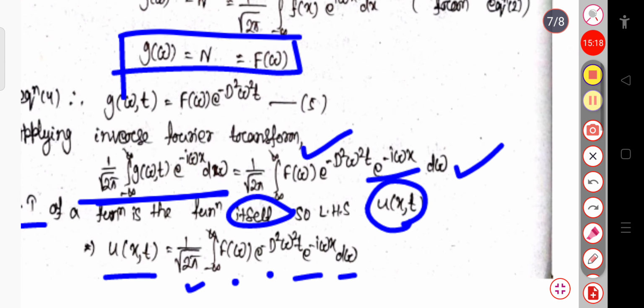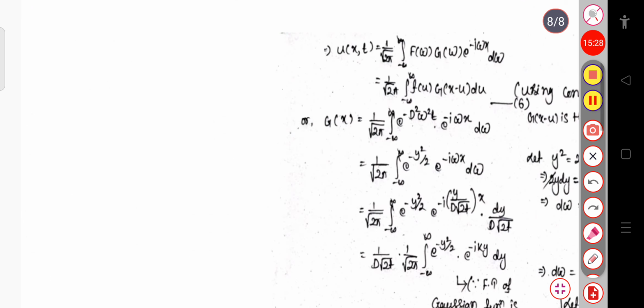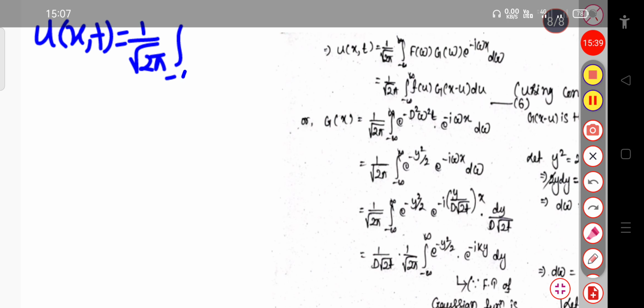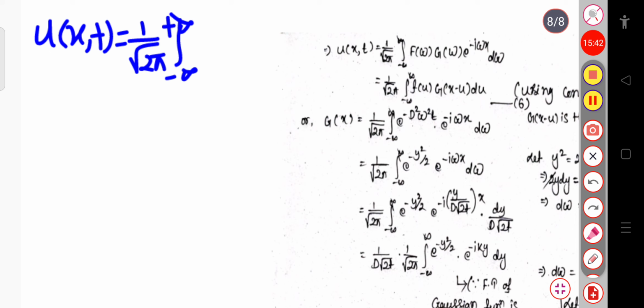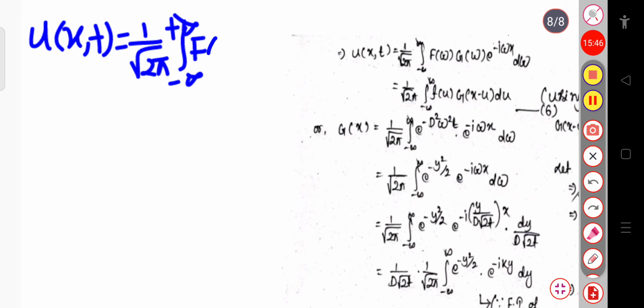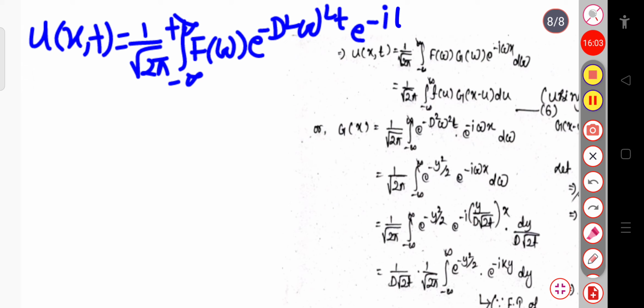So let me write this equation on the next page, that is 1 by root over 2 pi integration minus infinity to plus infinity, and this much let me write on the next page: u of x, t equals 1 by root over 2 pi integration over minus infinity to plus infinity f of omega into exponential minus d square omega square t into exponential minus i omega x into d omega. So from the last page we have calculated up to this much.